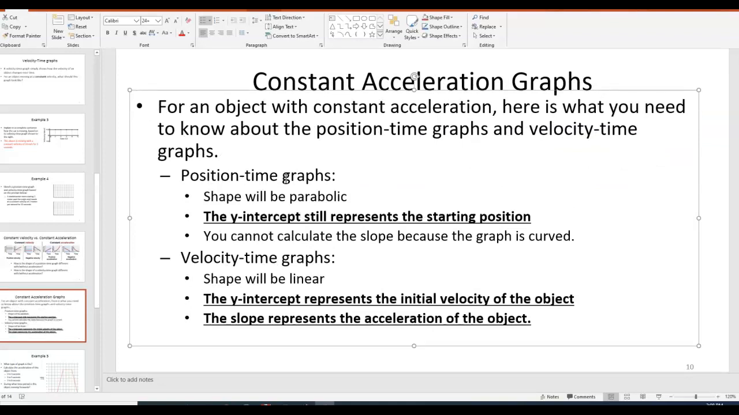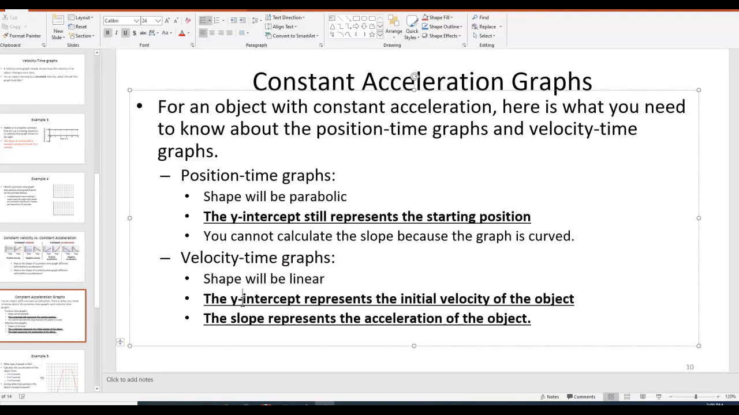Okay, on a position time graph, if you have constant acceleration, the shape is going to be a parabola. That's what parabolic means. It means the shape of a parabola. The y-intercept represents the starting position, and you can't find the slope on a position time graph if it's a parabola, because you guys don't know how to find the slope of a parabola. That's fine. A velocity time graph, the shape is going to be linear if you have constant acceleration.